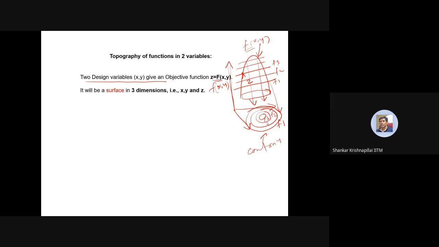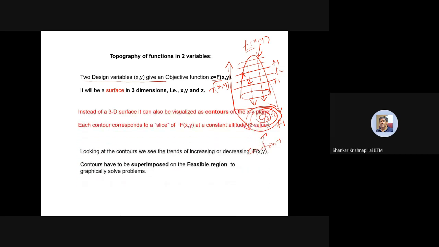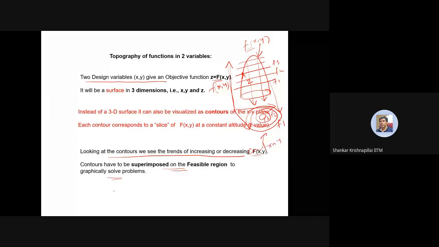So if you look at a map of a mountain, they will give the altitude contours like this. Looking at the contours, we can see the trends of increasing and decreasing f of x, y values. Contours are superimposed on the feasible region to graphically solve two-variable problems. In the previous box volume optimization, we had an objective function like this.